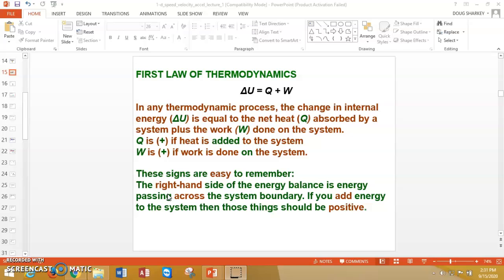Delta U equals Q plus W. Delta U is the internal energy of a gas or a system that usually includes a gas, and it's equal to the heat absorbed by the system and the work done on that system. So if these two things are positive, then you have a positive change here. If you add Q, if you add heat, or if you have work done on the system, then that's positive.